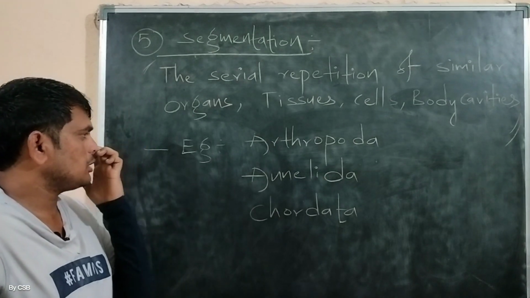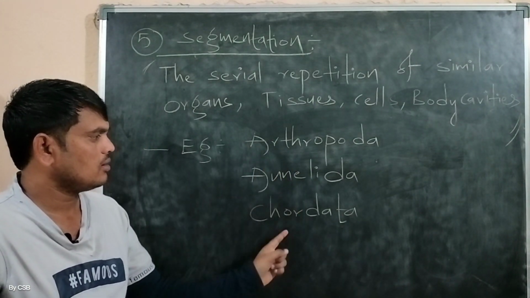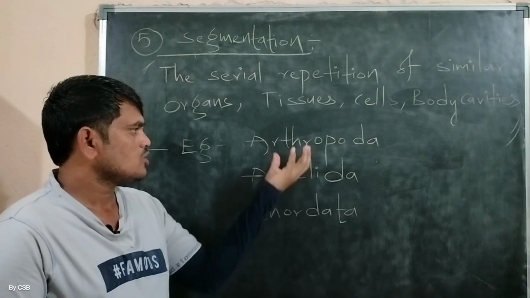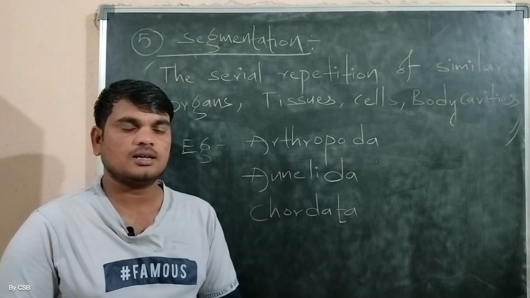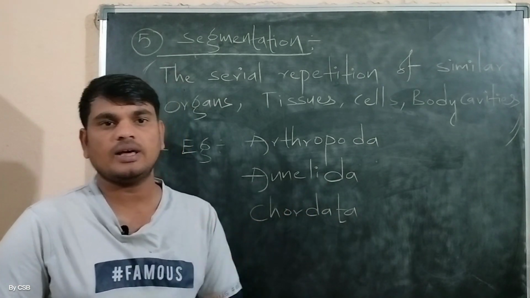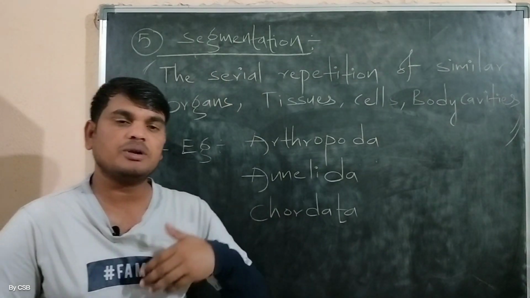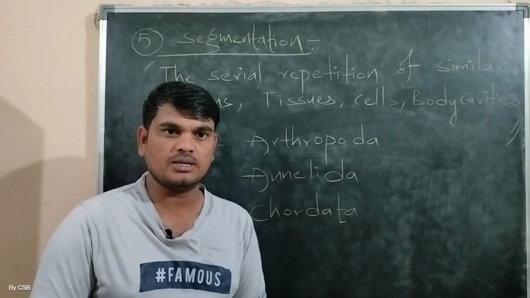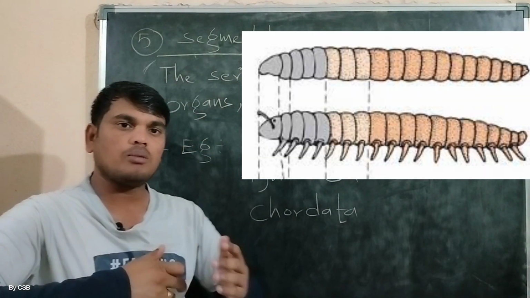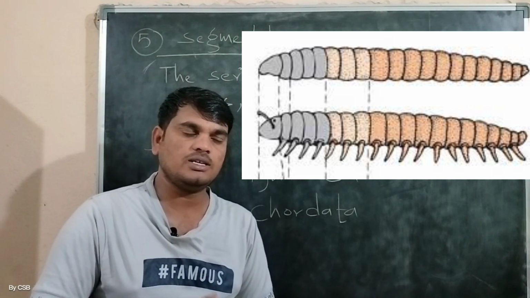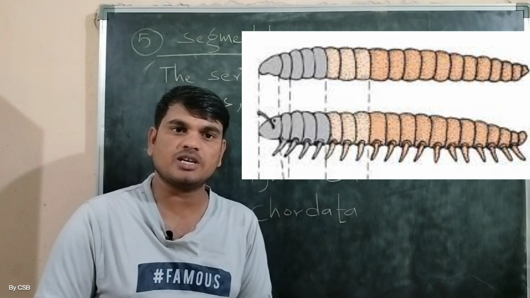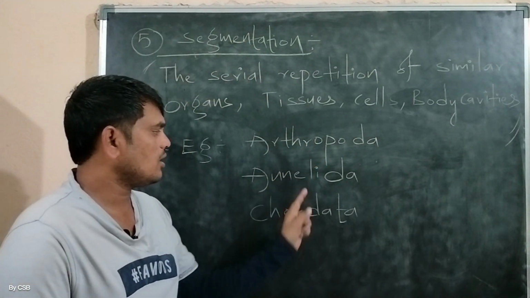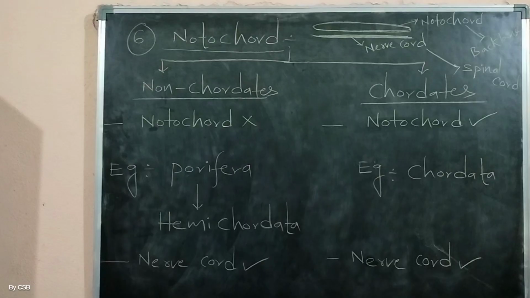Best example, let me give the example: Arthropoda, Annelida, Chordata. When you observe a cockroach and an earthworm, these animals are suitable examples for segmentation. Segmentation is nothing but the body being divided into segments. Formation of segments is called the segmentation process, exhibited by Arthropoda, Annelida, Chordata.